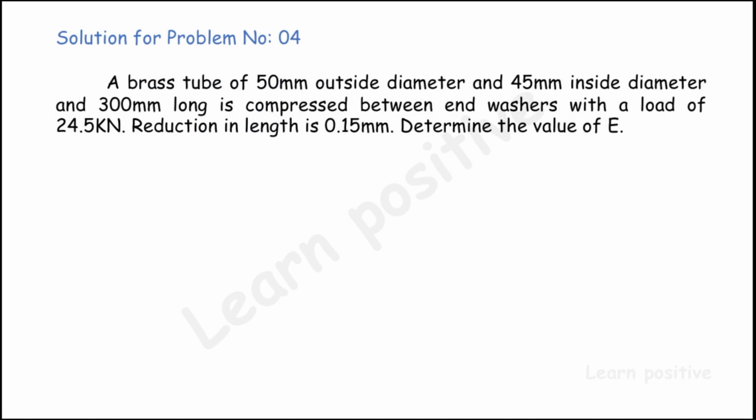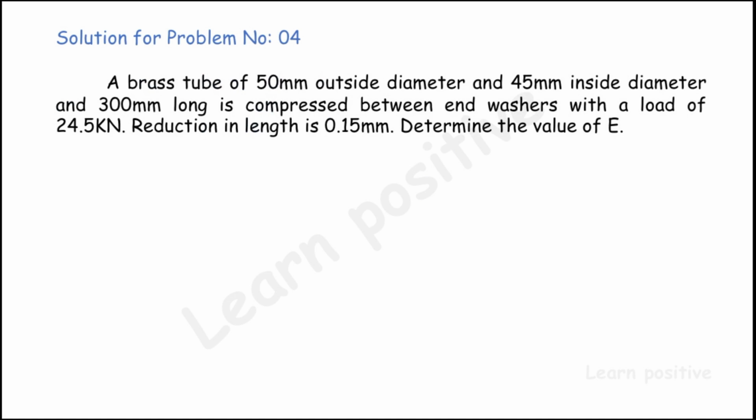So due to the compression, the length of the tube is reduced, and we use the force to compress that brass tube. The force is 24.5 kilonewton, and the reduction in length, that is due to the compression load, the length was decreased. The reduction is 0.15 mm from the 300 mm. So we have to find the value of Young's modulus.